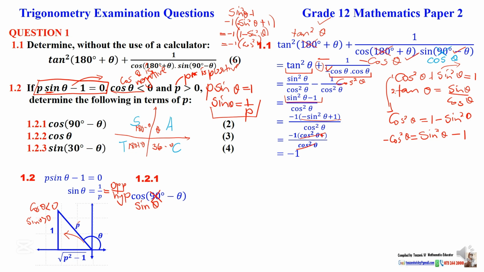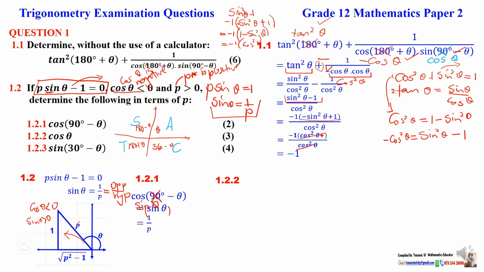So this is the same as sine theta after application of cofunctions. Once you do that, the sine of theta, you read from the diagram, from the triangle that we have drawn. Sine is opposite over hypotenuse. The opposite is 1. The hypotenuse is p. Therefore, the answer for number 1.2.1 is 1 over p.